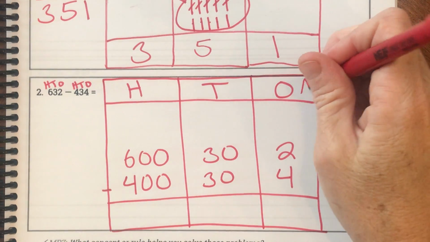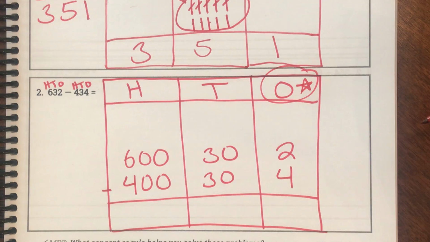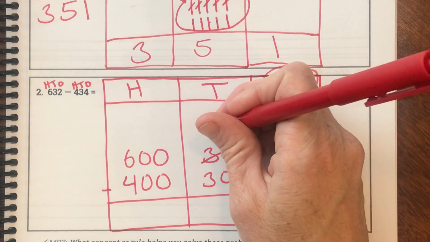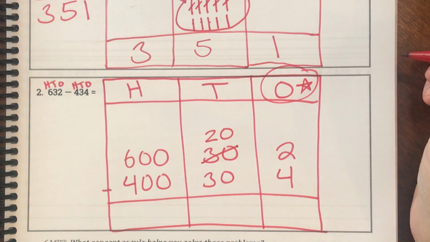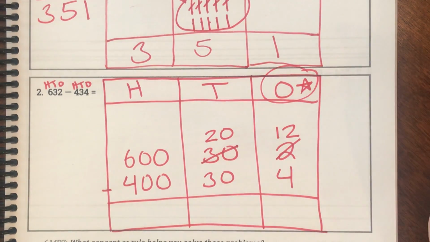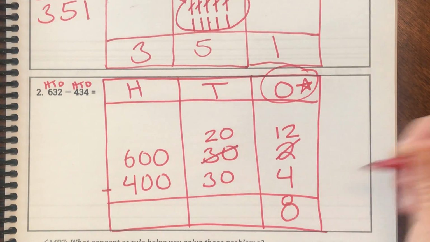Okay, ready? So I always start here. So I have 2 ones, take away 4 ones. That's not going to be possible. So I'm going to come over here and I'm going to take a 10 away. If I take a 10 away, I'm left with 20. I'm left with 2 tens, which is 20. And I'm going to add that 10 over here. So now I have 12, take away 4 is 8.